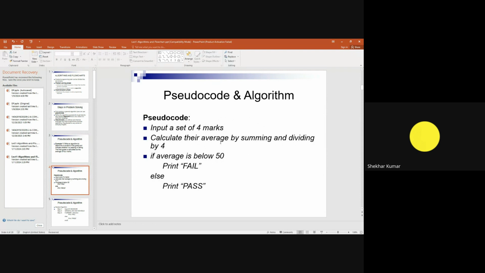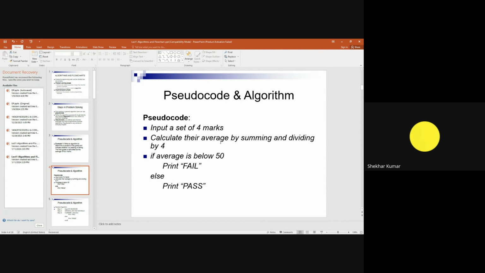In the pseudocode, which is similar to your English-like language, you can see there are 3 steps. In the first step, you input a set of 4 marks, the values of all the 4 subjects. Then, in the second step, you calculate their average by summing and dividing by 4. Just informal language, not formal language as compared to the computer system. This is called your pseudocode.